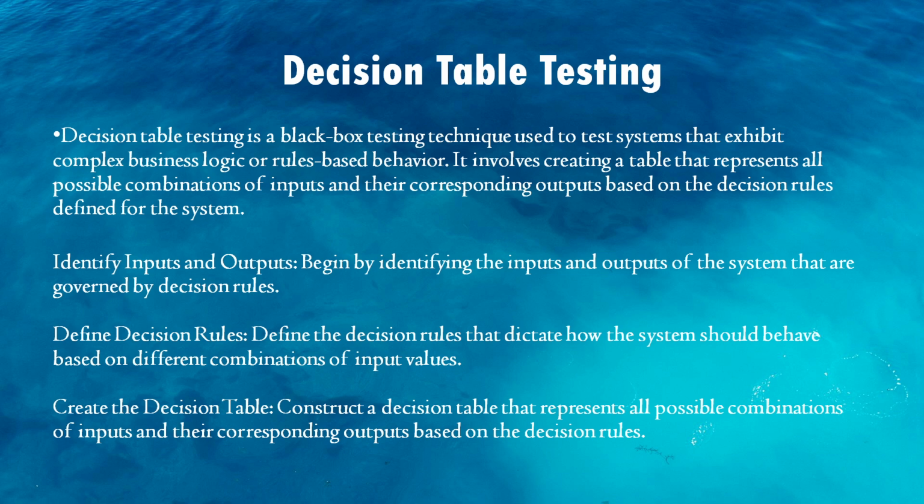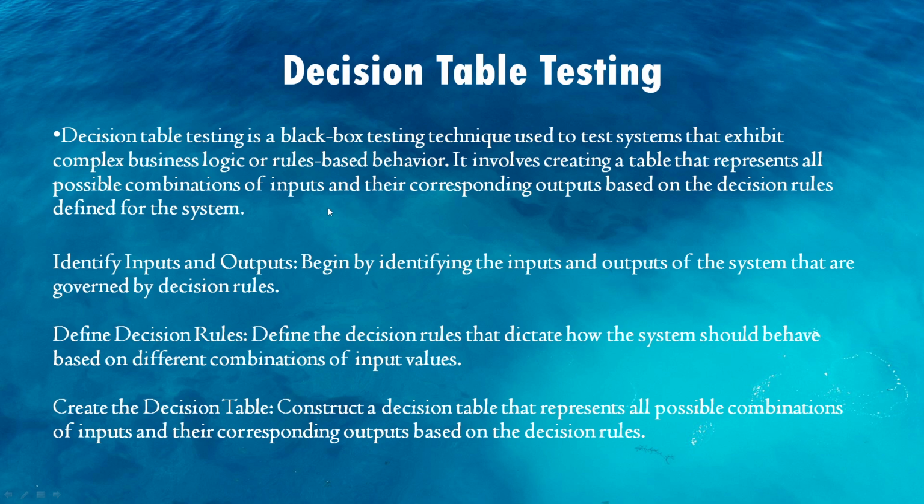Decision table testing is a black box testing technique used to test a system that exhibits complex business logic or rule-based behavior. As I said earlier, whenever there is complex logic, we will be using it. From the name itself, it involves creating a table that represents all the combinations of inputs and their corresponding outputs based on the rules defined for the system.